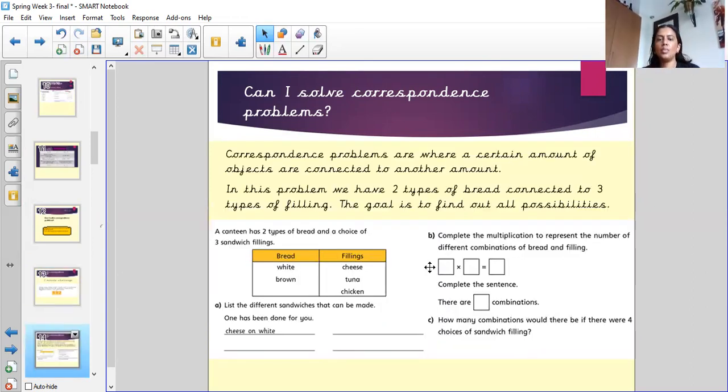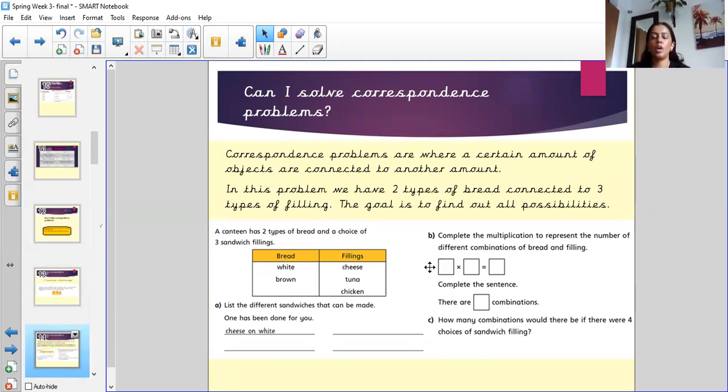Okay, so let's see what we're doing today. So correspondence problems are where a certain amount of objects are connected to another amount. In this problem, we have 2 types of bread connected to 3 types of fillings. The goal is to find out all possibilities. So let's work through this question together to see how we're going to find the answer.